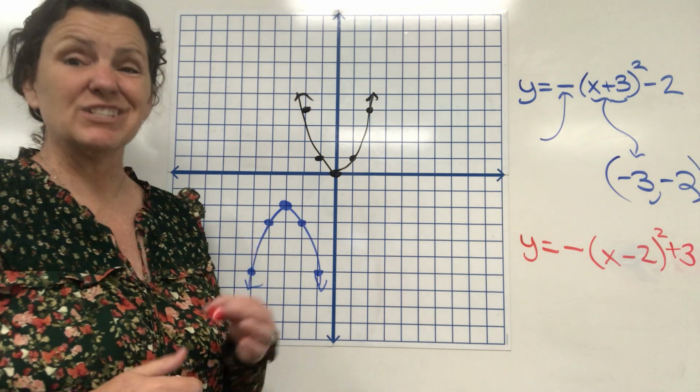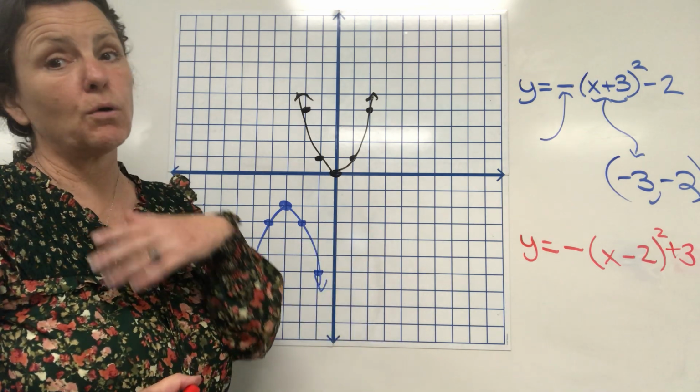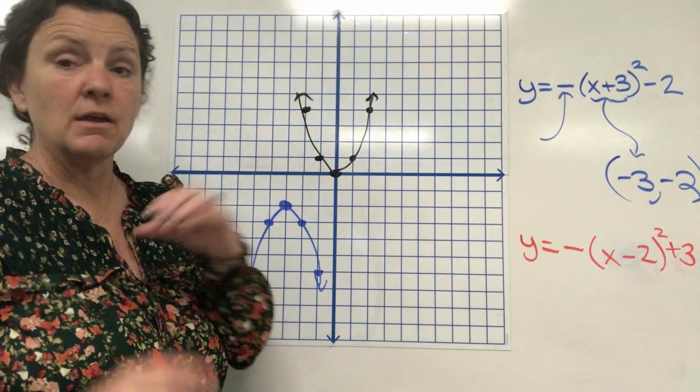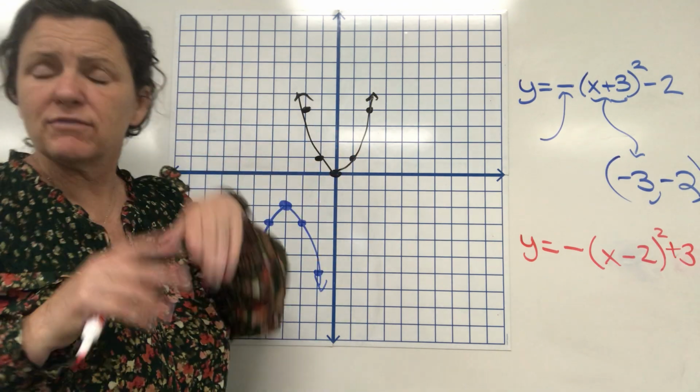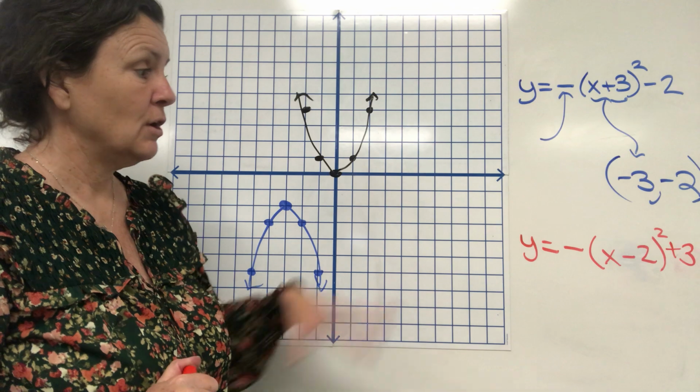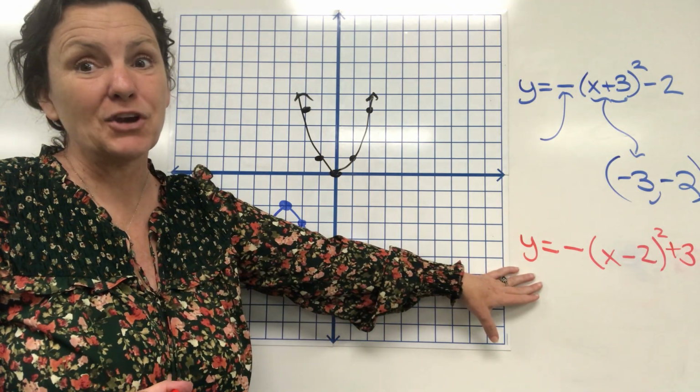And again, this is called vertex form versus standard form, which was just that up and down shifting. This is all over shifting. You're going left and right and up and down and all that cool jazz. So you guys try that one, pause the video, and give it a go.